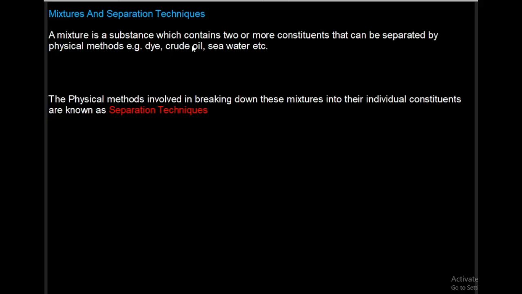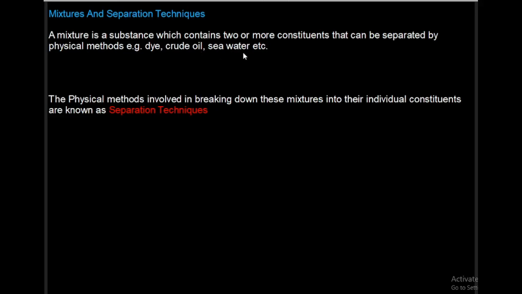We also have crude oil. Crude oil is a mixture of different substances. In crude oil, we have petrol, we have kerosene, we have diesel, we have bitumen, etc. Now, to separate this mixture of crude oil into its constituents, we make use of fractional distillation. It's a physical method of separating mixtures.